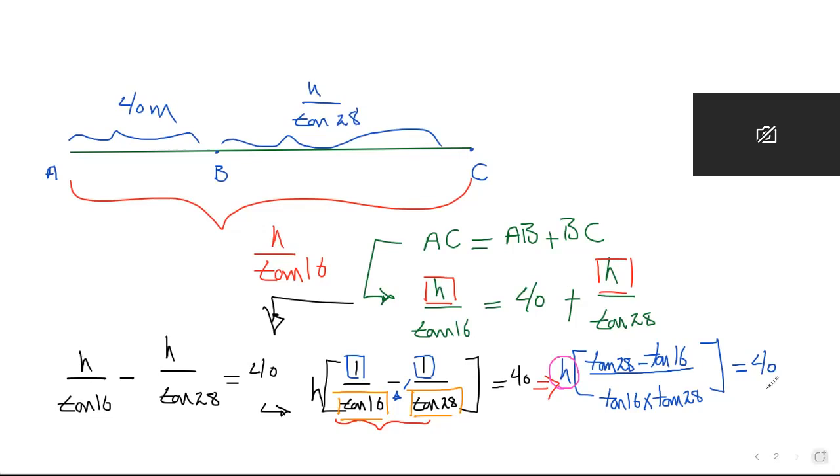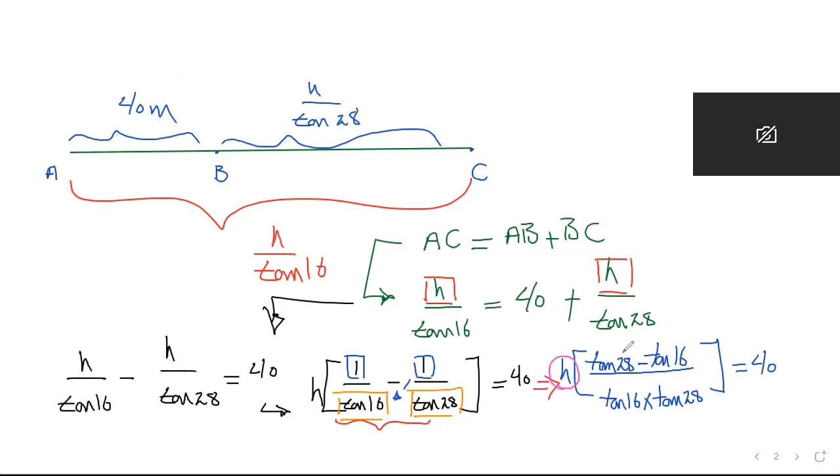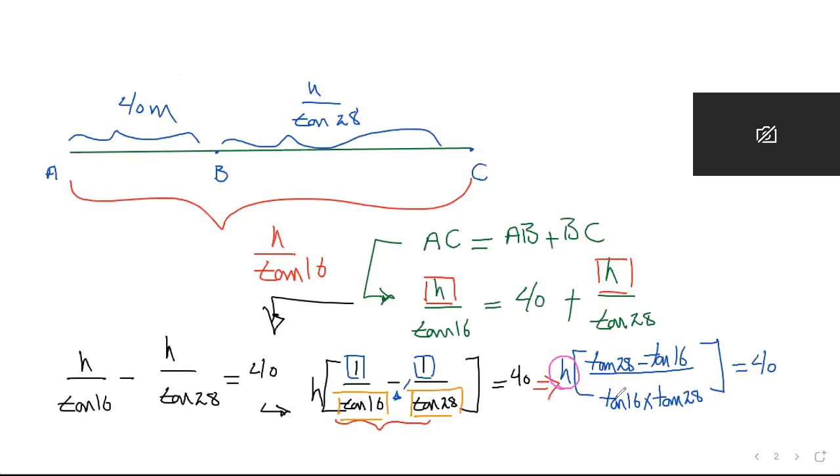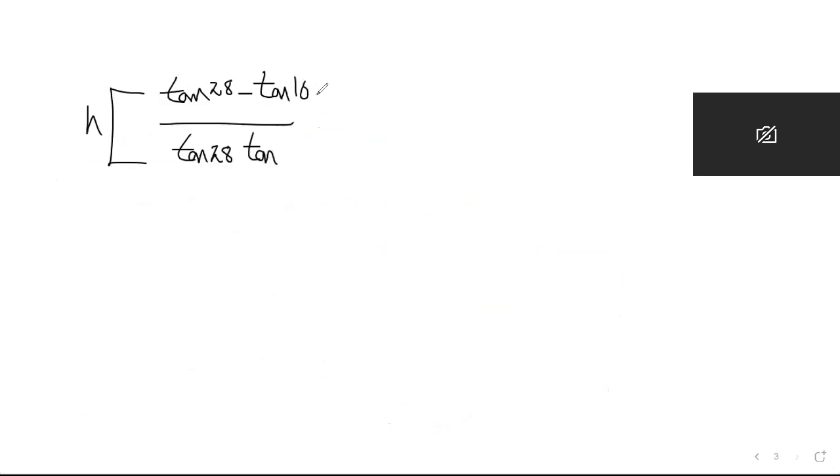Let me go to the next page. Guys, please remember this one. Please read that for me. We had h times tangent of 28 minus tangent 16, tangent 28. No, it was the other way around. The bottom one was 16 times 1. It doesn't matter because that's multiplication. But thanks for noting it.